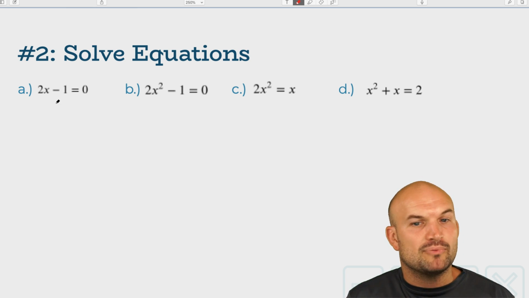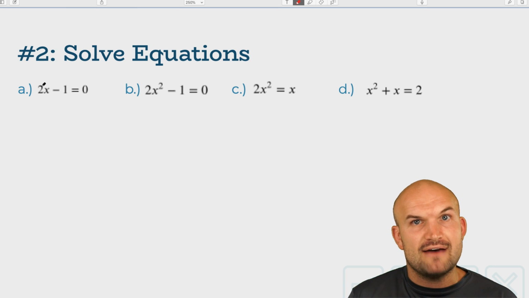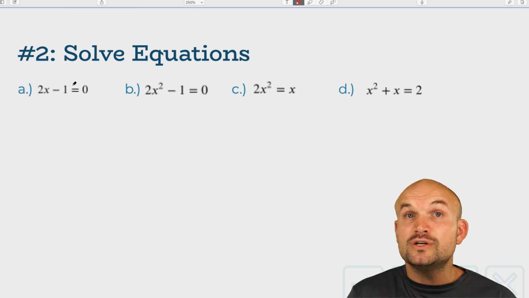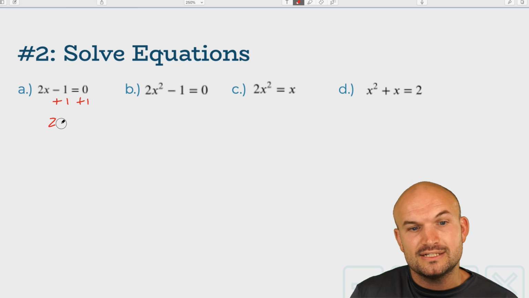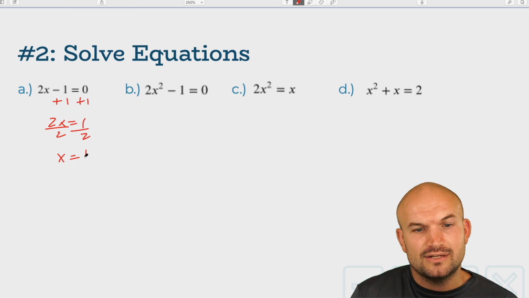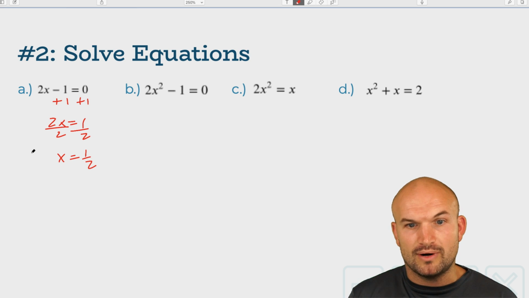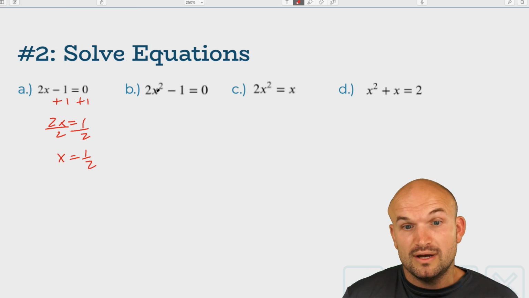The main idea I want to bring to you, though, is that there's only one variable, right? It's just an x. So when you just have one variable to solve for, you can just use your inverse operation. So, you add a 1 to both sides, 2x equals 1. And then you divide by 2, and x equals 1/2. Fairly simple, right?